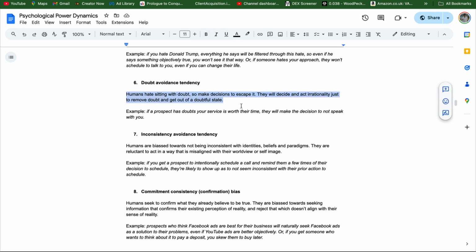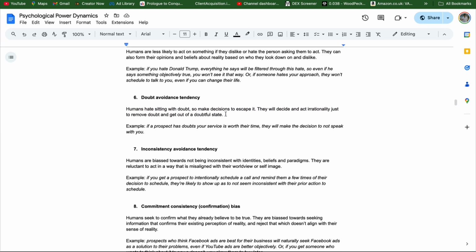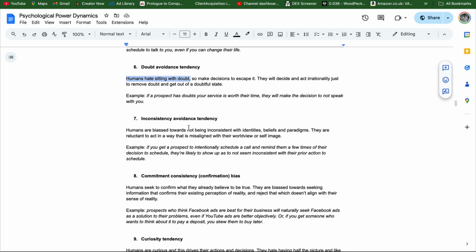That is why, for example, in the VSLs and stuff that we create, sometimes we will do objection handling in the VSLs, right? So there's no doubt there that we can deliver. That's why you want to show testimonials or show your methodology, because otherwise there's doubt. And if there's doubt, they're not going to book that call, right?